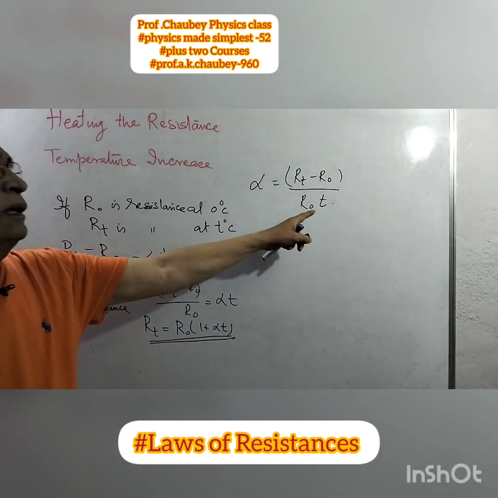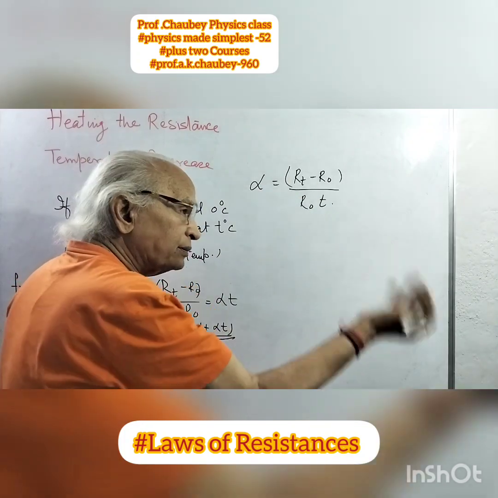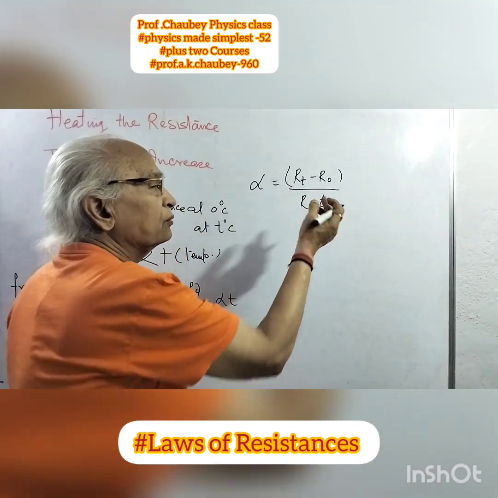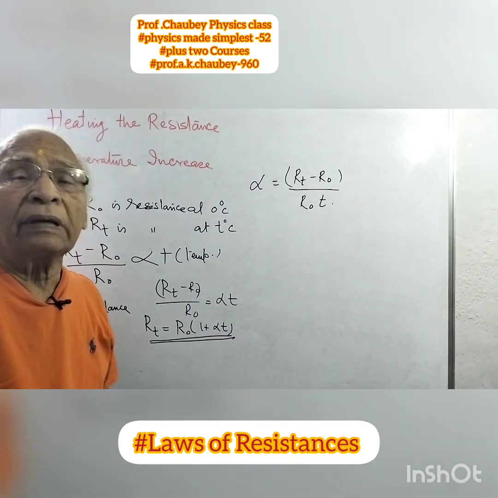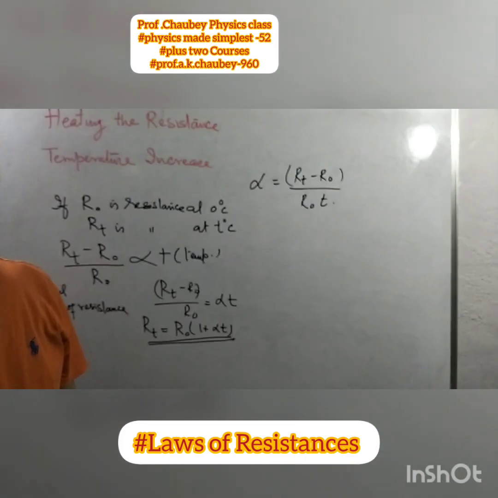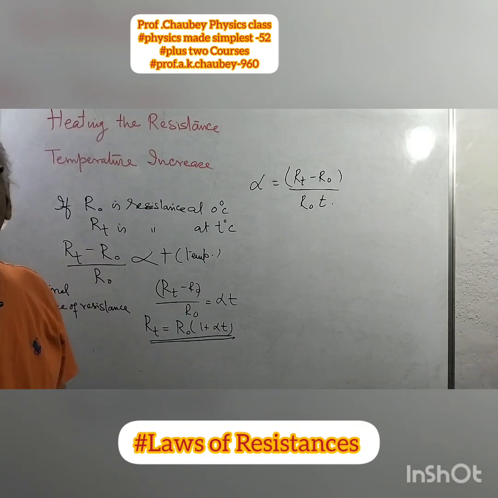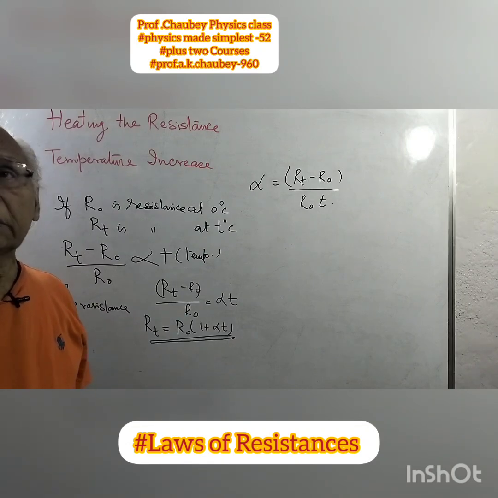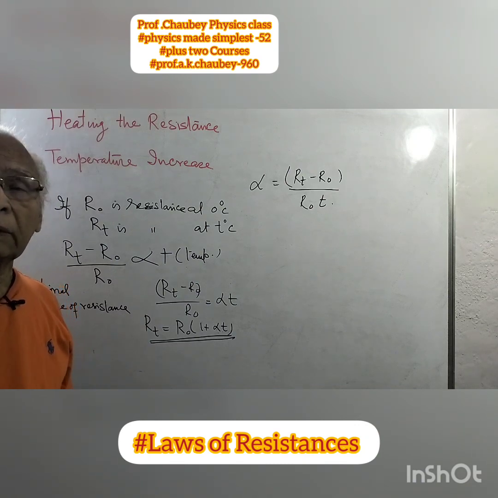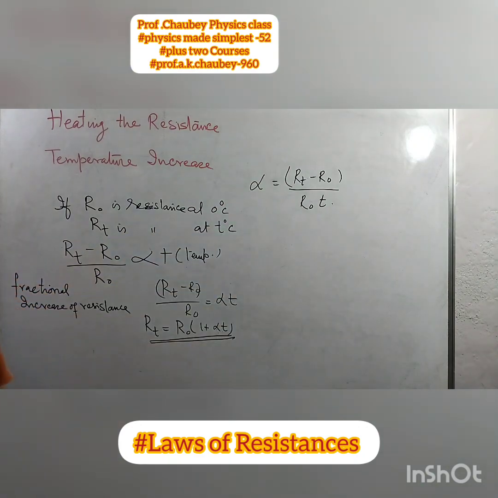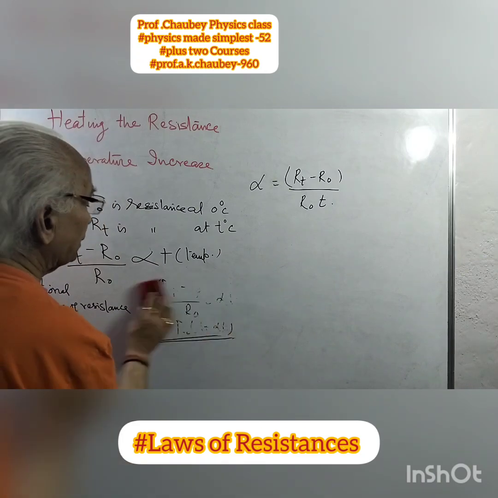Fractional change of resistance per T equal to 1: RT minus R0 over R0 is the fractional increase of resistance and T is 1 degree. So the fractional increase of resistance per unit rise of temperature is simply alpha. So this is a very important effect of the increase of resistance as temperature increases, just like the increase of length of a wire or any rod with temperature. So resistance also increases with temperature like this. This is the law of resistance temperature dependence.